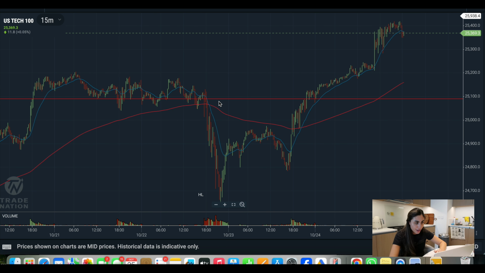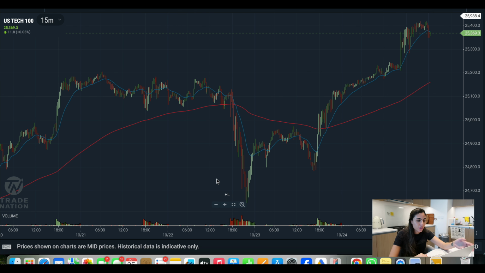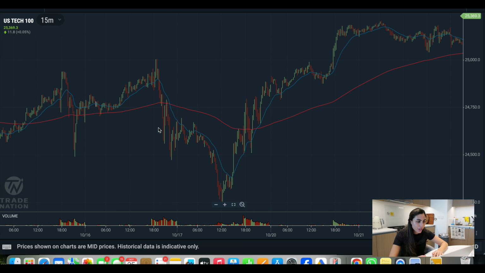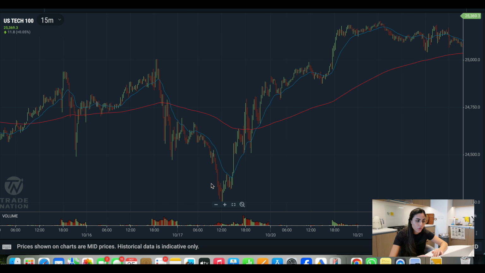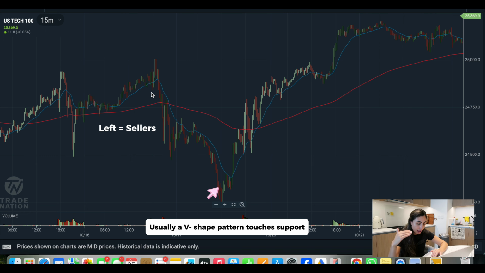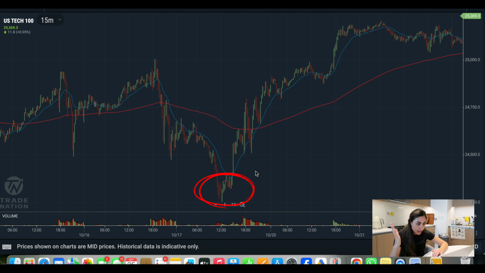So over here we have a V-shaped pattern. On the US Tech 100, there are constantly V-shaped patterns. Over here, we can see that sellers took control, which is why it went down, and then it touched support over here. Usually when there's a V-shaped pattern, it usually touches support. Like we mentioned, it touches support, and then buyers step in and it goes up. Then it had a mini pullback over here, so you could have even entered here and it would have kept spiking up.